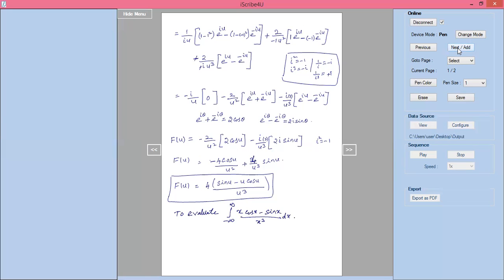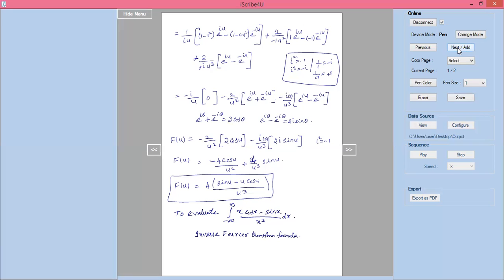What is the inverse formula? The inverse Fourier transform formula. What is the inverse Fourier transform formula? We can see.